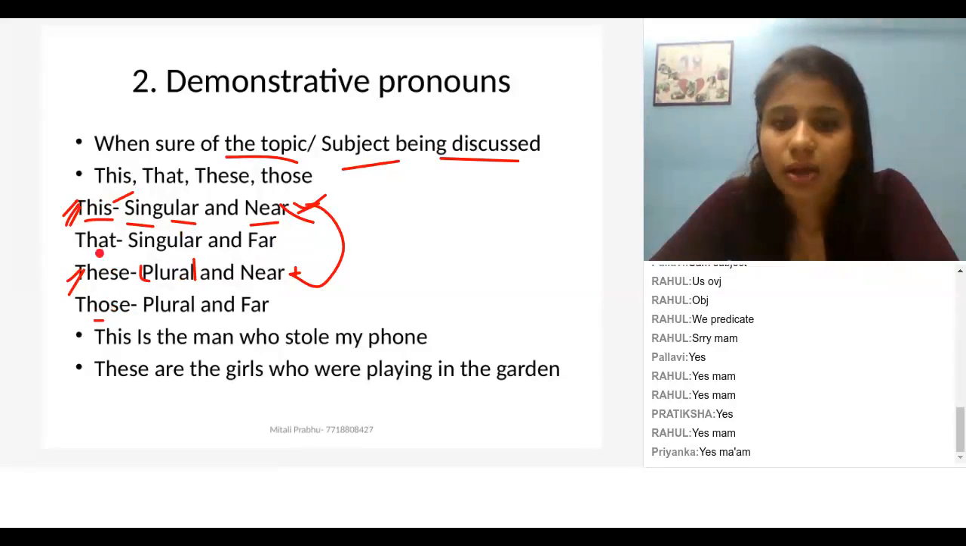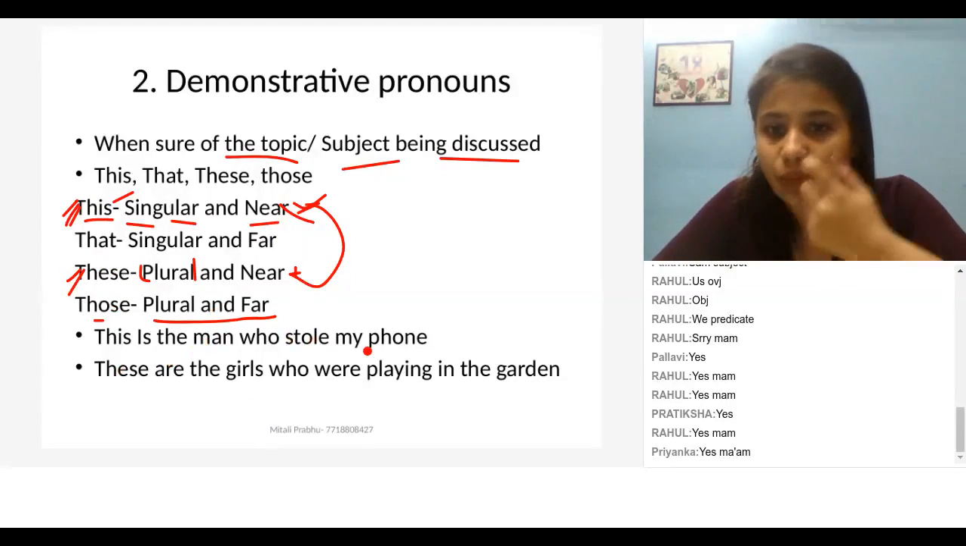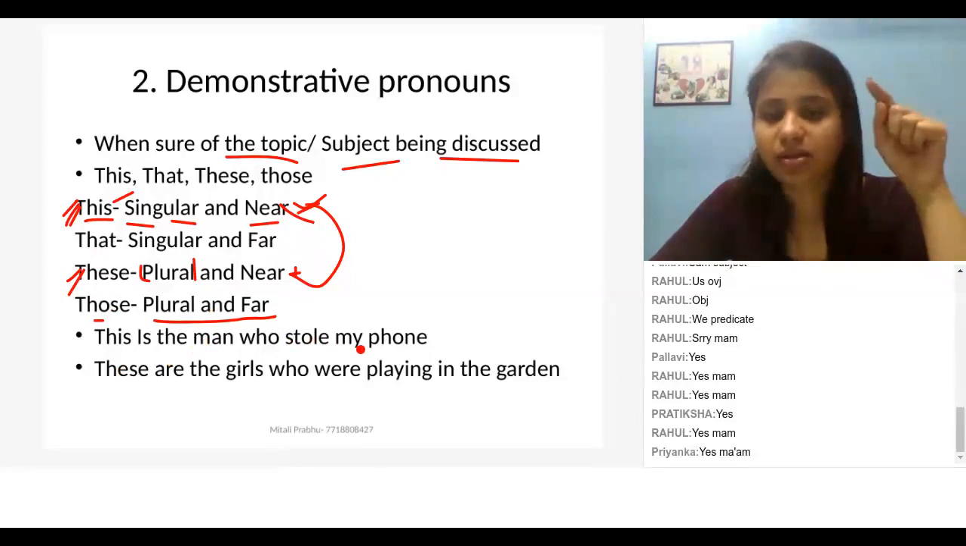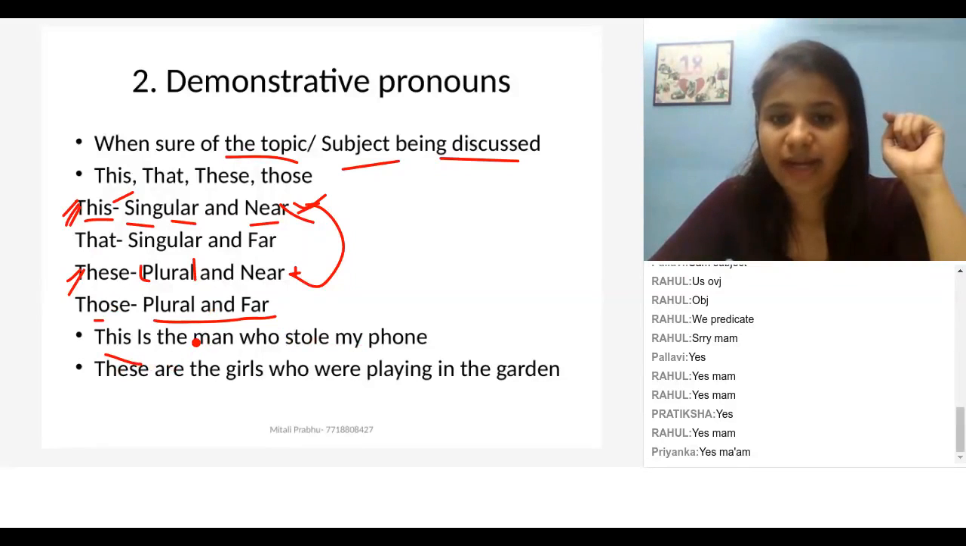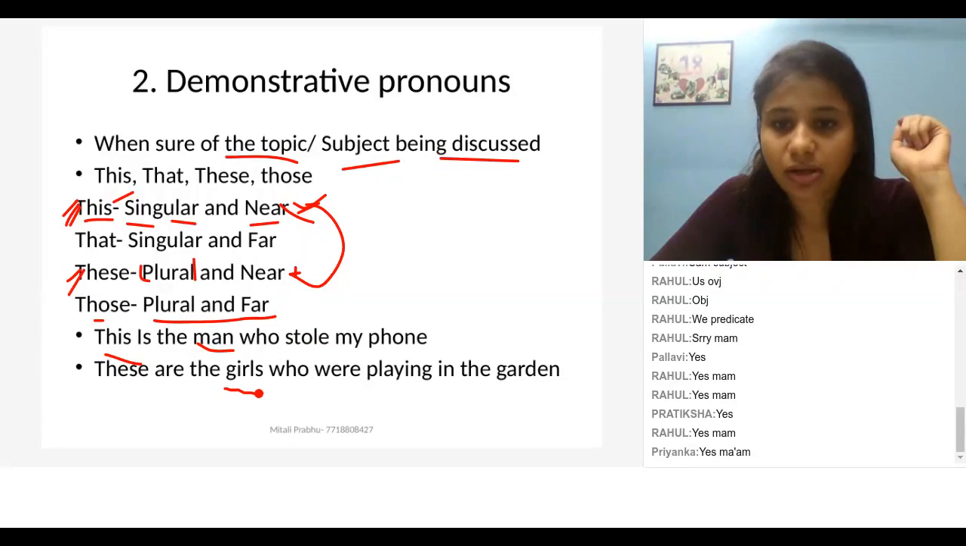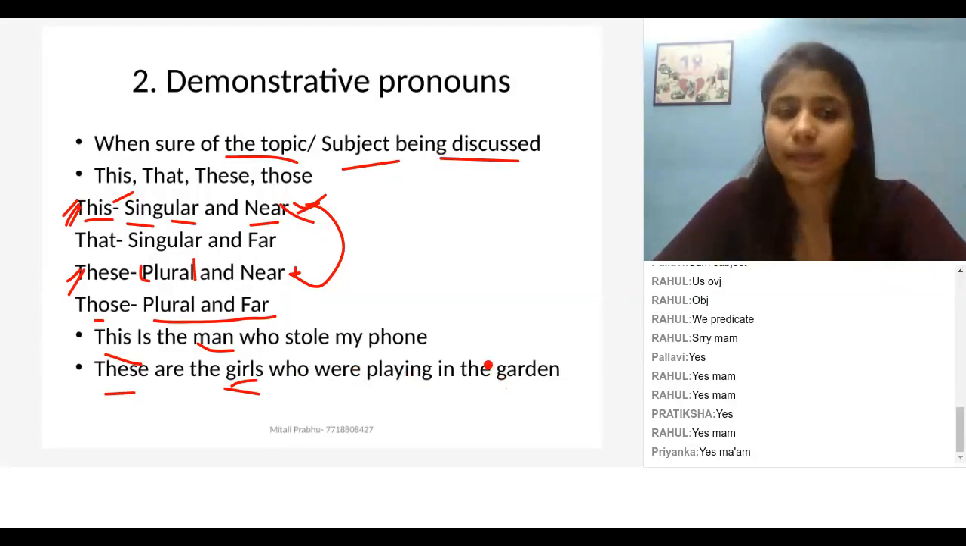Okay. Now when to use those: when it is plural and far, use those. So this is the man who stole my phone. Okay, so if you're talking about a particular man, then you say this, and it is singular. And if it is plural, girls is plural, so you'll say these are the girls who are playing in the garden. Okay.